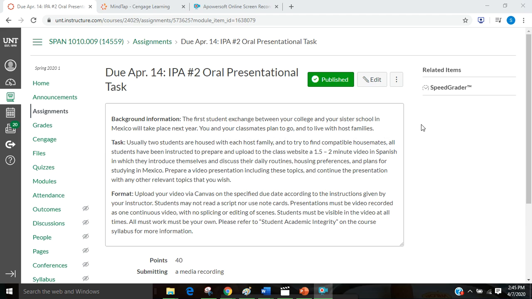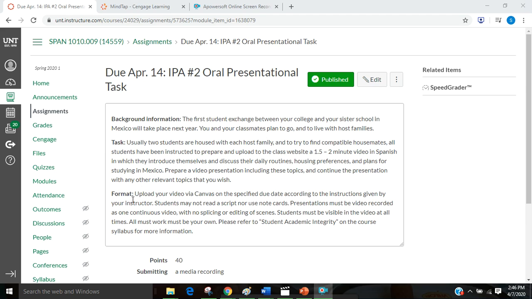You and your classmates plan to go and to live with host families. Usually two students are housed with each host family, and to try to find compatible housemates, all students have been instructed to prepare and upload to the class website a 1.5 to 2 minute video in Spanish in which they introduce themselves and discuss their daily routines, housing preferences, and plans for studying in Mexico. Prepare a video presentation including these topics and continue the presentation with any of the relevant topics that you wish.